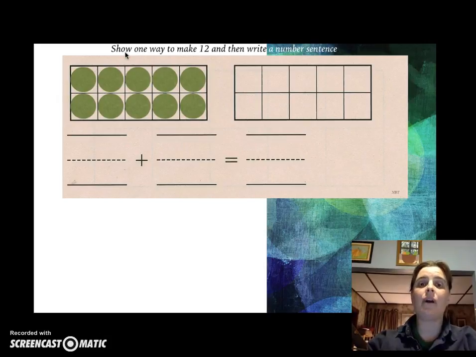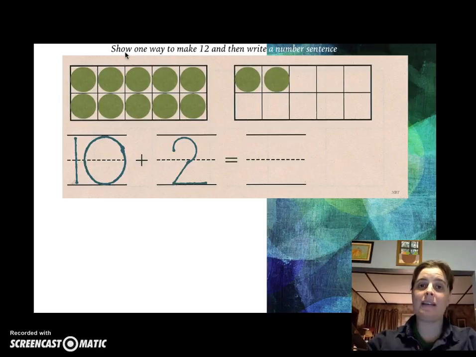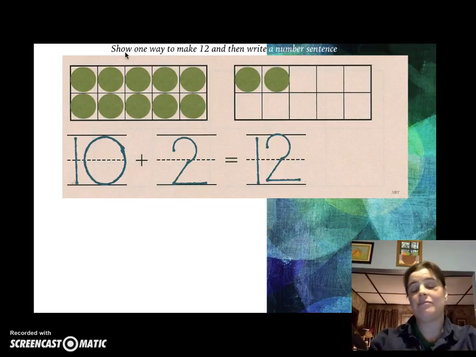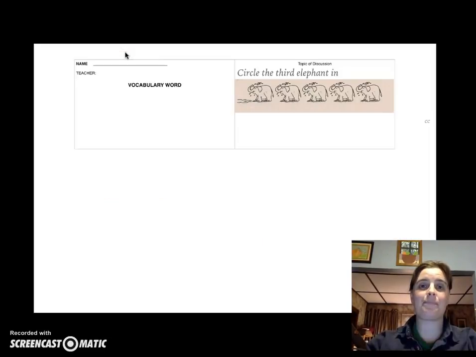And then they just counted on 1, 2. So they knew there was 10 in the first frame, 2 in the second, and altogether they had 12. If you showed me this way, fantastic job. But if you showed me another way, you did a great job too. I loved seeing the number sentences that you guys put together for this particular topic of discussion. Let's go on to this week's topic.